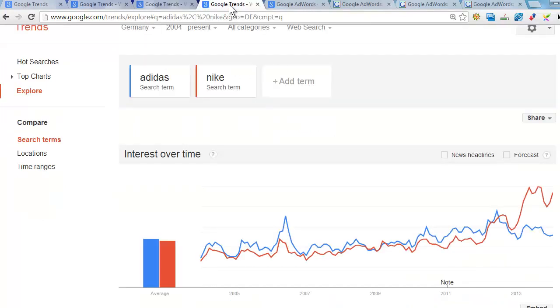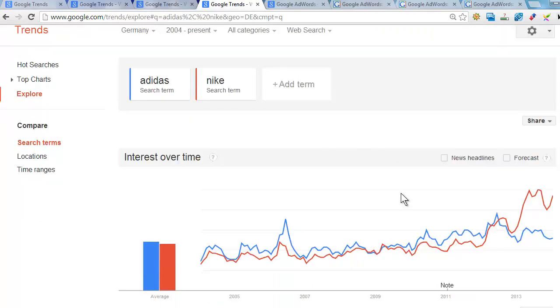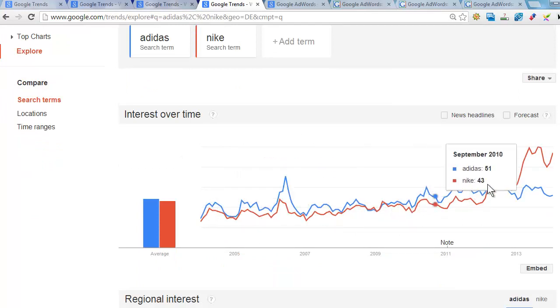Another example would be if you want to compare Adidas and Nike. What I did here, I used Germany as a country, and I was trying to see if Adidas, which is a German company, is more popular in Germany. And interestingly, we see that Adidas, which is the blue line, was much more popular over time, even globally. And now even in Germany, we have Adidas lagging behind Nike. So Nike is growing in Germany, which is an interesting trend.